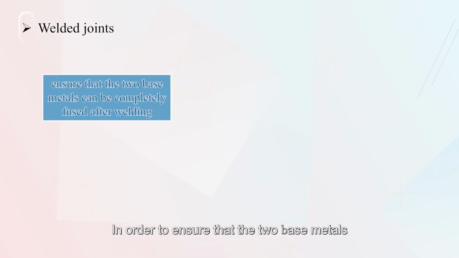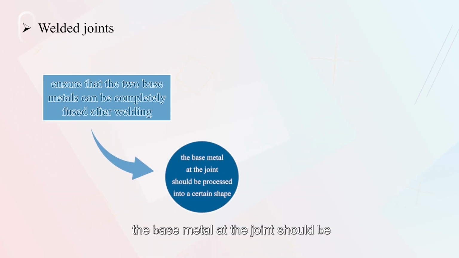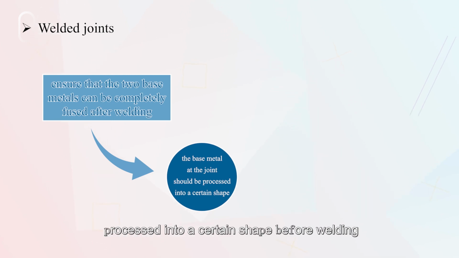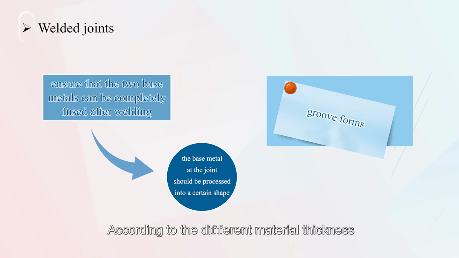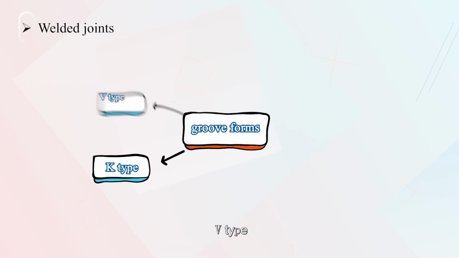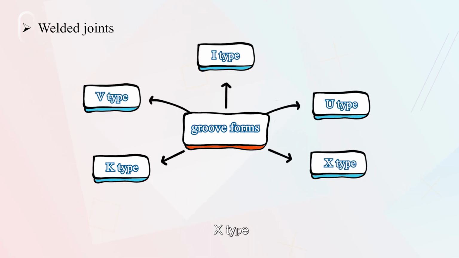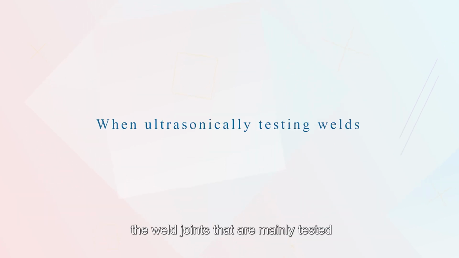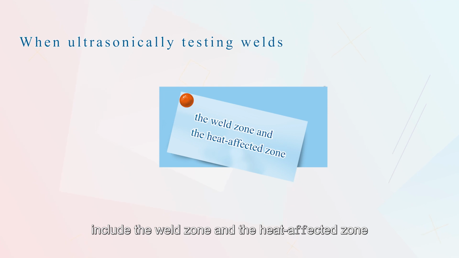In order to ensure that the two base metals can be completely fused after welding, the base metal at the joint should be processed into a certain shape before welding. This processed shape is called a groove form. According to the different material thickness and quality requirements, the welding groove forms are divided into K-type, V-type, I-type, U-type, X-type, etc. When ultrasonically testing welds, the welded joints that are mainly tested include the weld zone and the heat-affected zone.